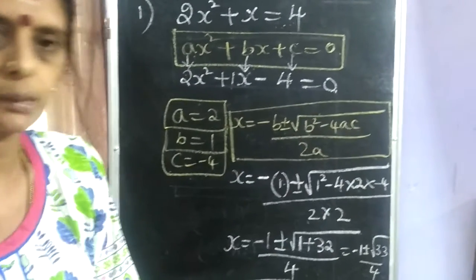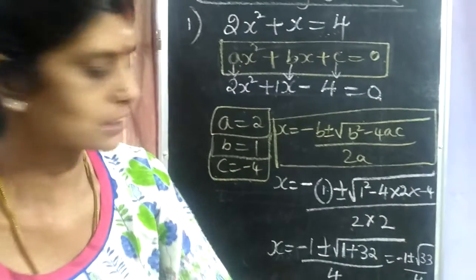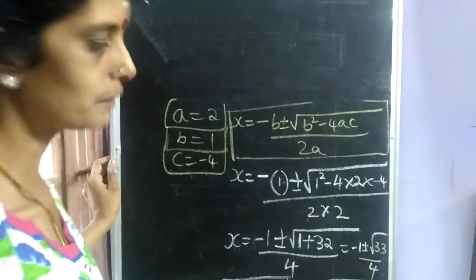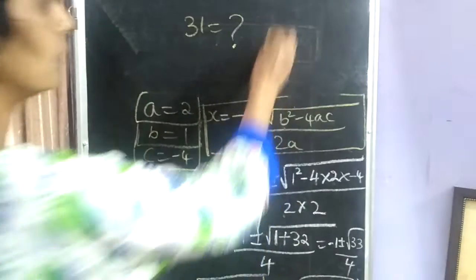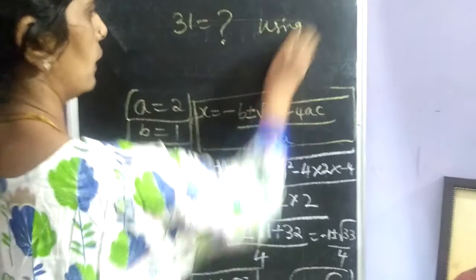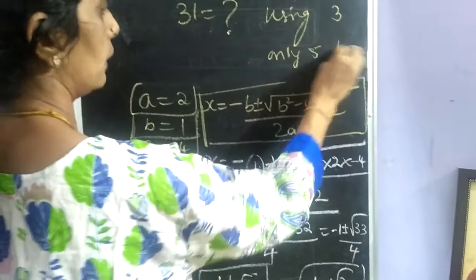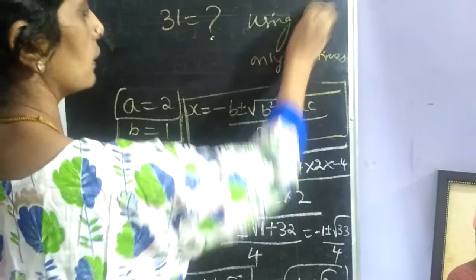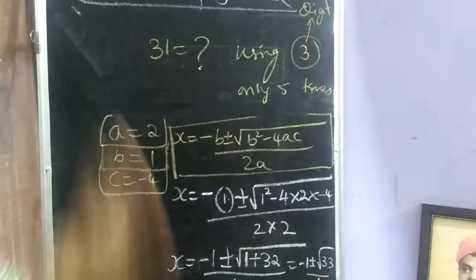So wish you all the very best. Meet you tomorrow with one more video, and today's question will be, and I need more comments from your side, how to get 31 using 3 only 5 times. That is, you have to use the digit 3 5 times and get 31.